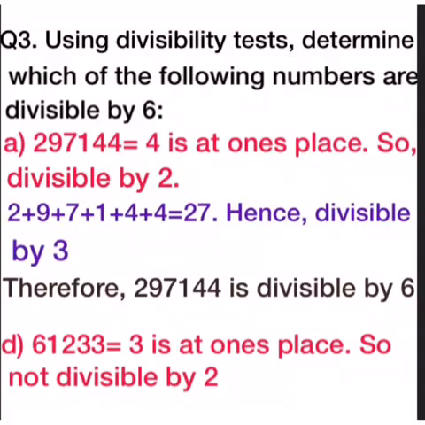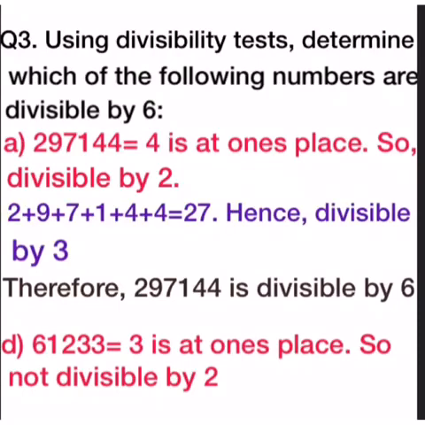2,97,144. Here, children, 4 is at the ones place, so it is divisible by 2, and the addition of all the digits of this number gives 27, which is a multiple of 3. Hence this number is divisible by 3. Therefore, as the rule says, if a number is divisible by 2 and 3, that number will be divisible by 6. So this number 2,97,144 is divisible by 6.